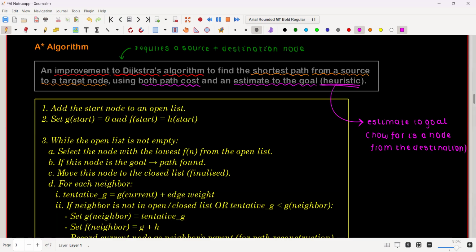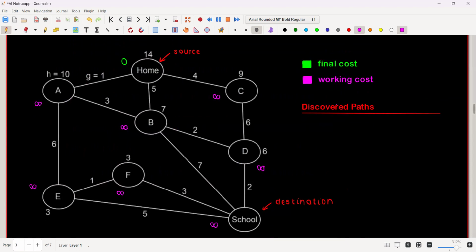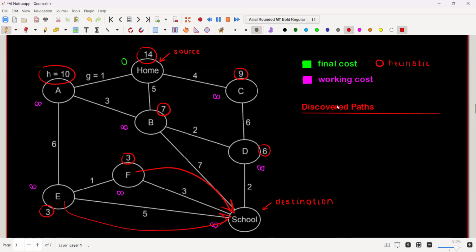Now, having said this, let's look at our graph. In our graph, the one that's given to us in the exam, there are numbers on top of each node now. I'm going to circle them. These numbers represent the heuristic value, or just the heuristic. What does this mean? These numbers represent how far away you are from the school. So right now, it seems that F is 3 units away from school, E is 3 units away from school, D is 6 units away from school, C is 9 units away, B is 7, home is 14, and A is 10.